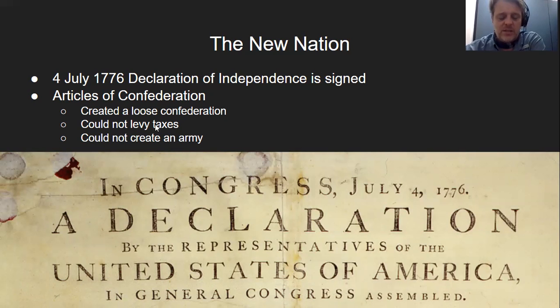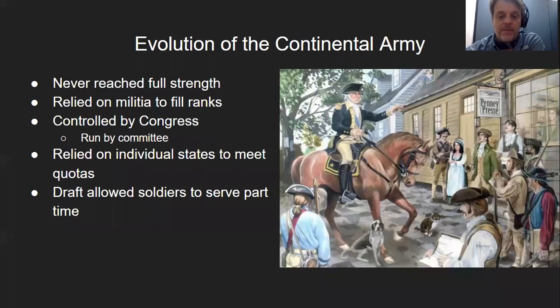Issues: they could not levy taxes. You'll hear more about this. They could just ask states for some money, and they could not create an army. They had to get the individual states to volunteer men from their militia in order to create the Continental Army. So it never reached its full strength, this Continental Army. They had to rely on militia to fill the ranks. Now, the militia, they weren't allowed to leave their state. So wherever a campaign was taking place, the Continental Army would have to move in, and they would get the militia to come in and help from that particular state.